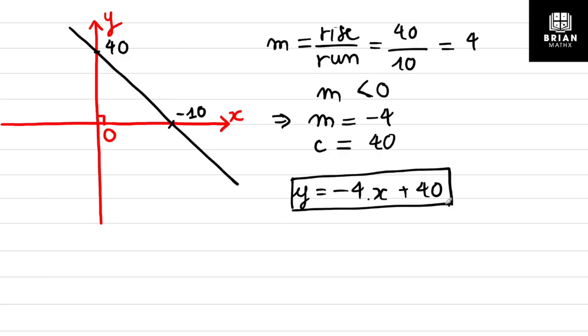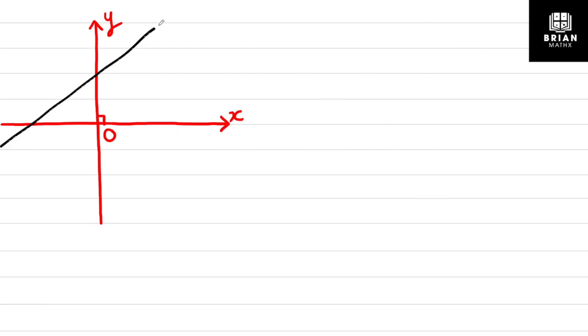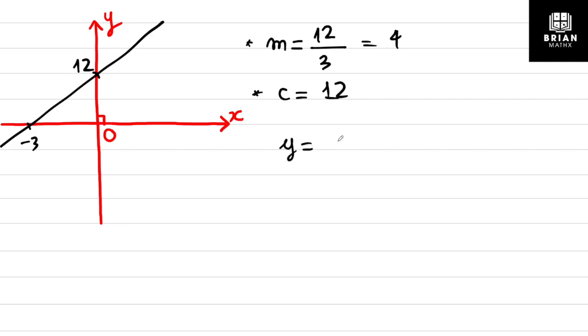Okay, one more question. How about this? 12 and -3. This is not a decreasing line. We apply the same formula as in the last video. So that's only about m. M is rise over run. Rise is 12. Run is 3. You got 4. For an increasing line, we don't need to care about the negative sign. So you got m, and c is 12. So the equation will be 4x plus 12. This is an increasing line.